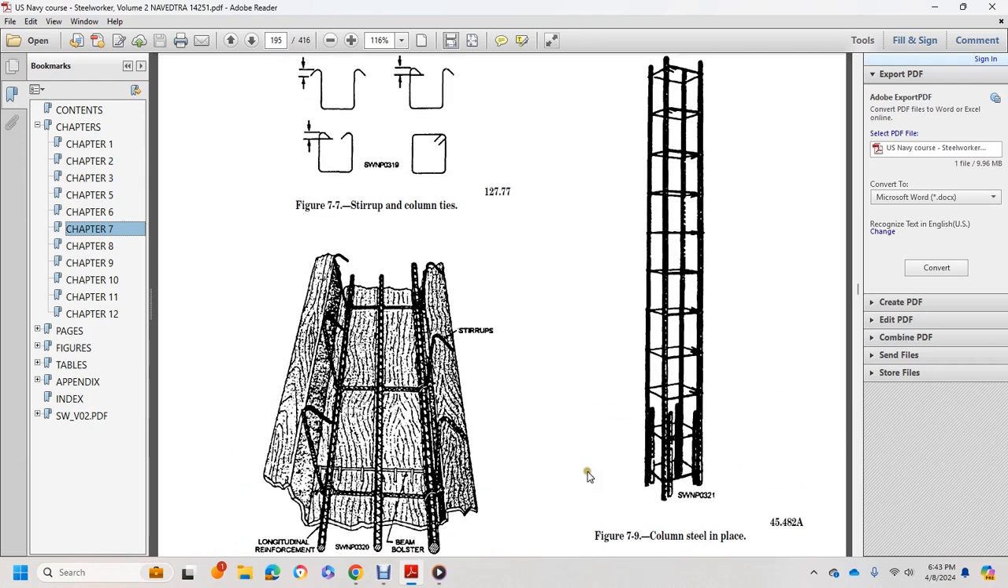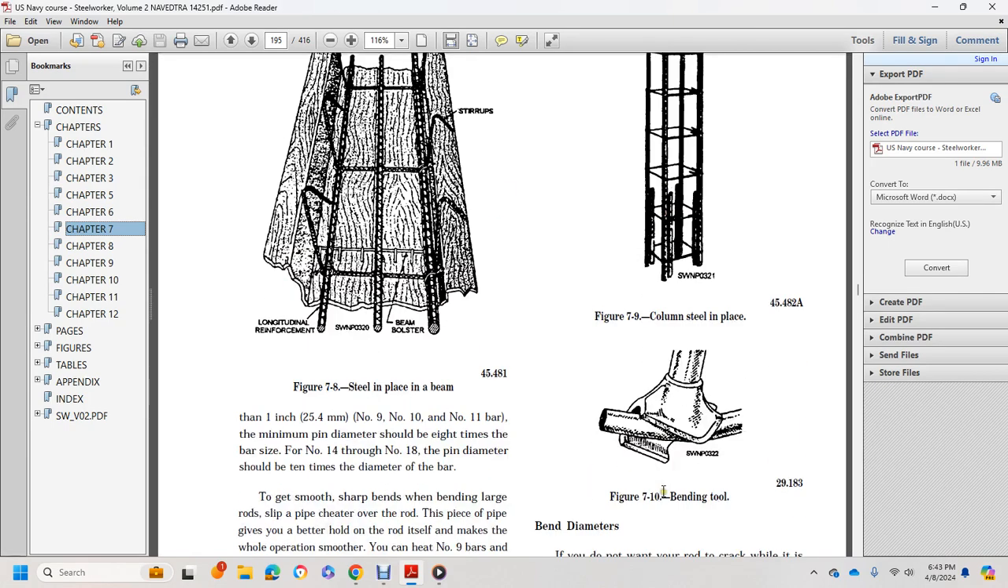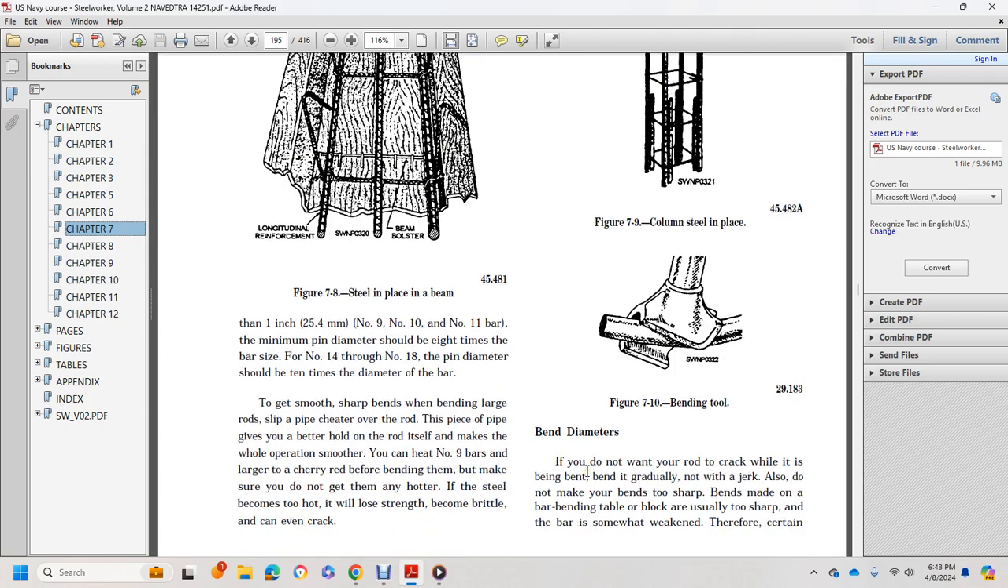Figure 7.9 shows column steels in place. Figure 7.10 shows a bending tool. Bend diameters: if you don't want your rod to crack while it's being bent, bend it gradually, not with a jerk. Also, do not make bends too sharp.